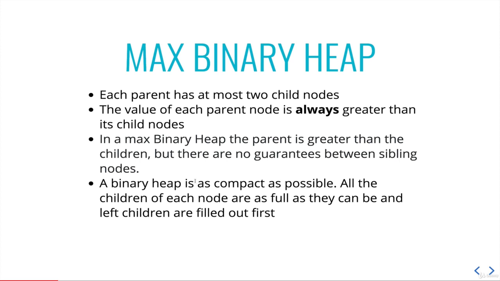And also, a binary heap is as compact as possible. So unlike a binary search tree where you can just keep adding on, I showed you some depressing binary search trees that basically looked like a linked list. They were very one-sided. In a binary heap, it always takes up the least amount of space possible. So every left and right is filled before we move down. And also along those lines, left children are always filled out first. So we'll come back to this.